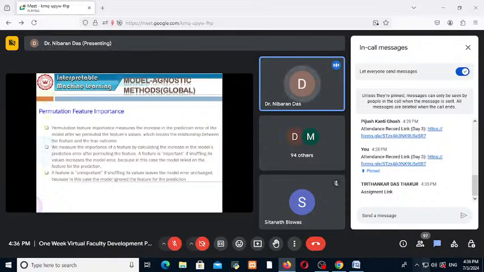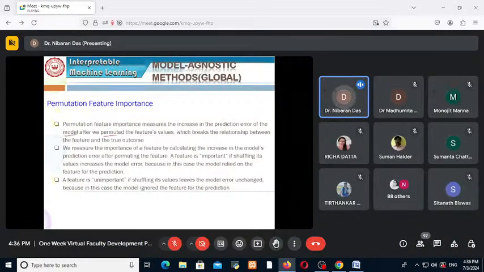Permutation feature importance measures the increase in the prediction error of the model after we permute the feature's values, which breaks the relationship between the feature and the true outcome. After permutation, we check the outputs through the model. A feature is important if permuting its values increases the model error, because in this case the model relied on the feature for prediction. The feature is unimportant if permuting its values leaves the model error unchanged, because in this case the model ignores the feature for the prediction.